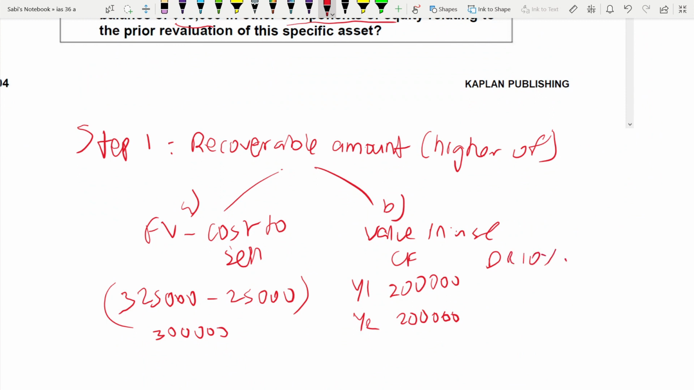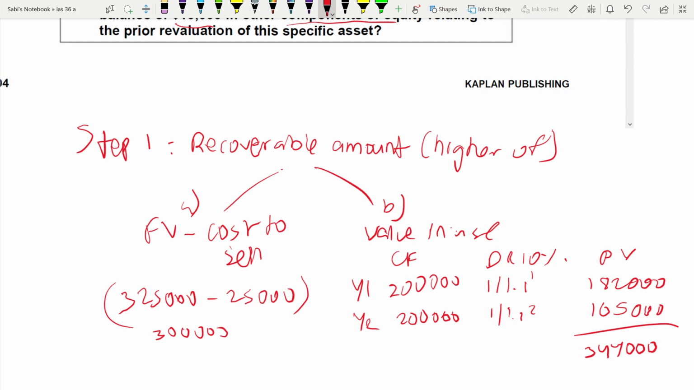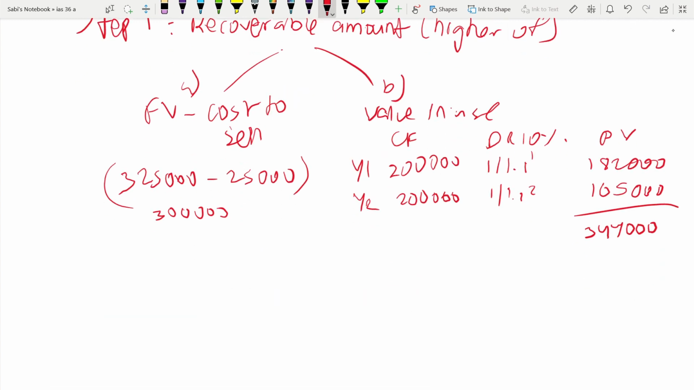10%. Okay, 1 divided by 1.1 to the power 1, 1 divided by 1.1 to the power 2. Now find the present value. 182,000, 165,000, add both, it is 347,000. Which of the two is higher? Is it 300 or is it 347? 347 is higher, right? This one. So we are choosing this.